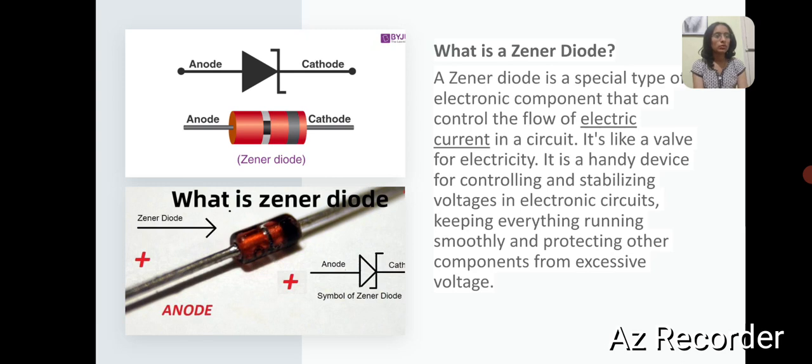Let us look into what is Zener diode. A Zener diode is a special type of electronic component that can control the flow of electric current in a circuit. It's like a valve for electricity. It is a handy device for controlling and stabilizing voltages in electronic circuits, keeping everything running smoothly and protecting other components from excessive voltage. On the left side is a Zener diode. At the left is the anode, and at the right is the cathode. The anode is always positive and the cathode is always negative.